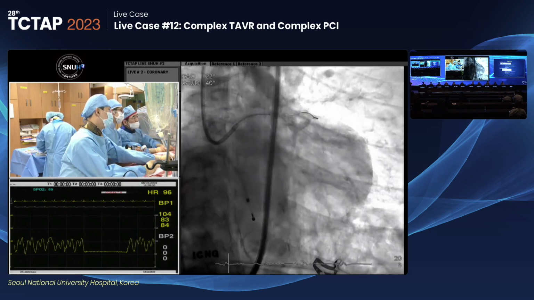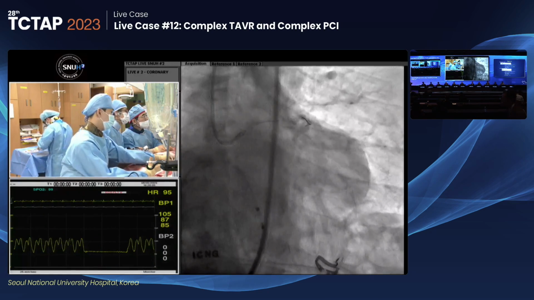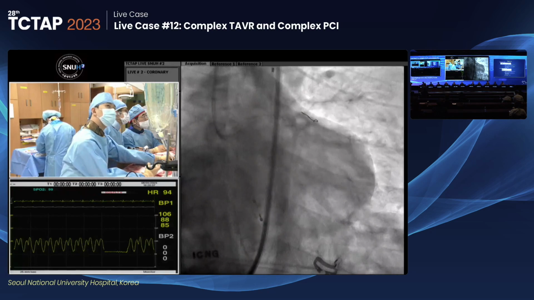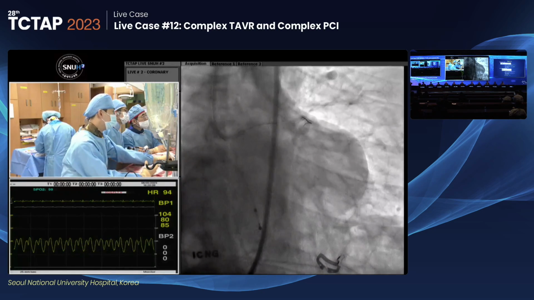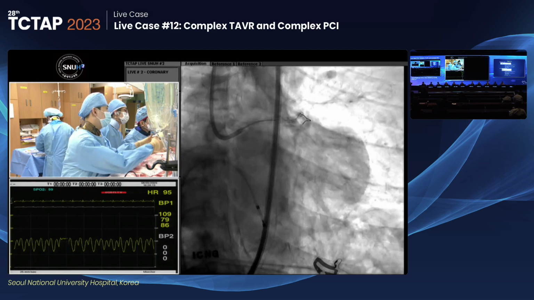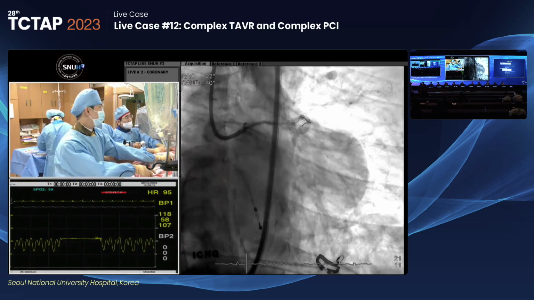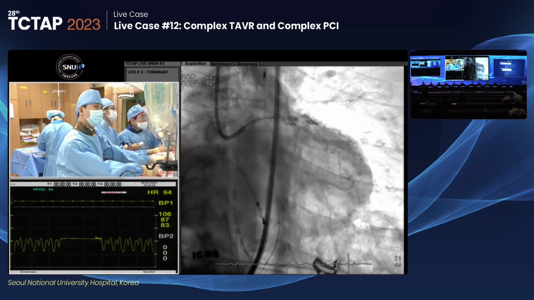What size stent? 3-0 maybe. 3-0. Why don't you come to the mic up there and then you don't have to. Just take this back, yeah.